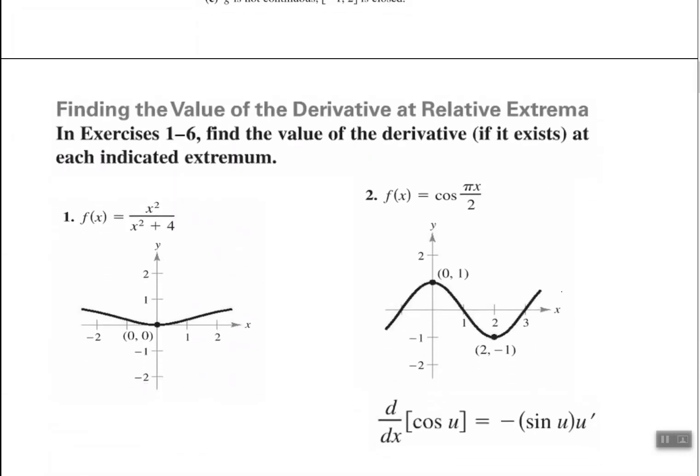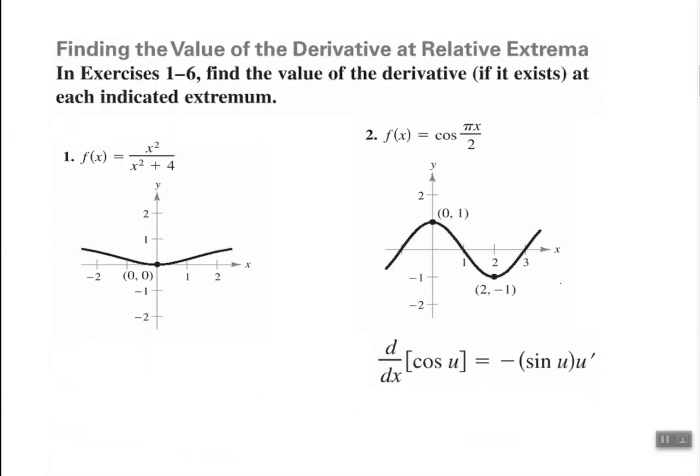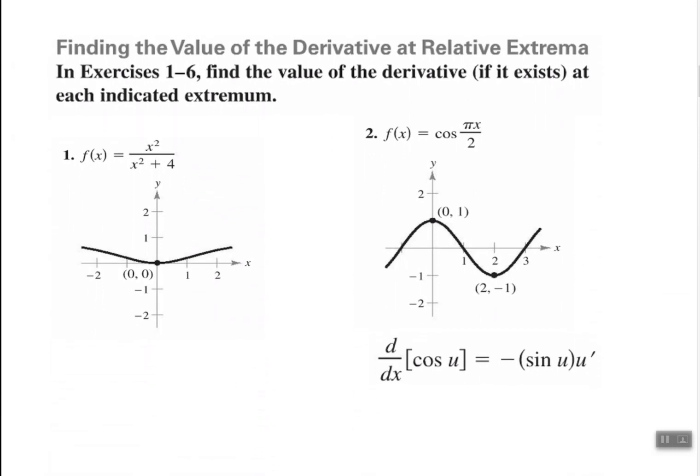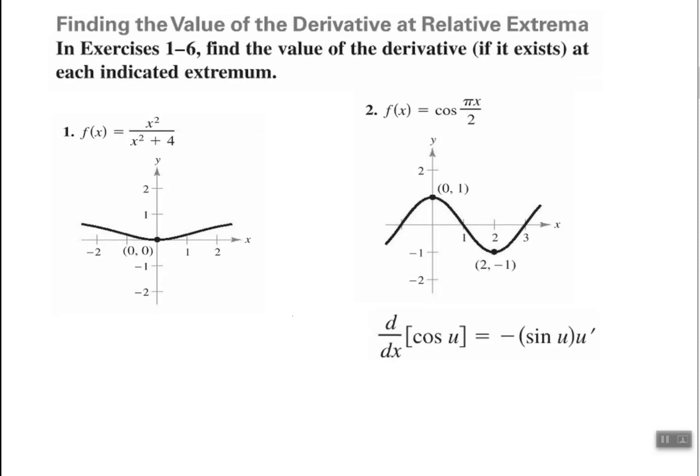All right, so finding the value of the derivative at relative extrema. So we want to find the value of the derivative, if it exists, at the extrema, okay? All right, so we have f of x equals x squared plus 4. So if we want to find the value of the derivative at the point 0, 0, we first need to find the derivative of f of x.